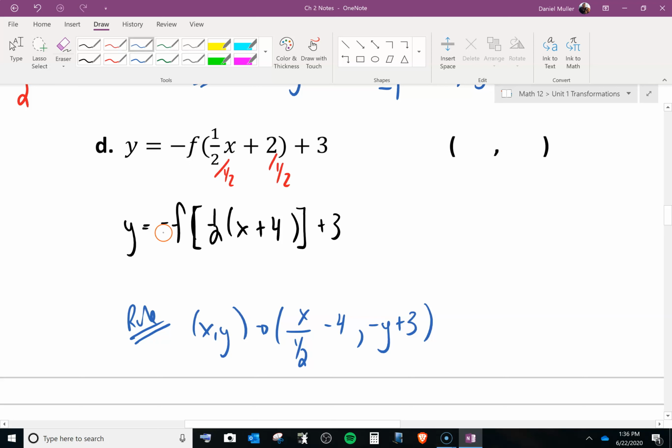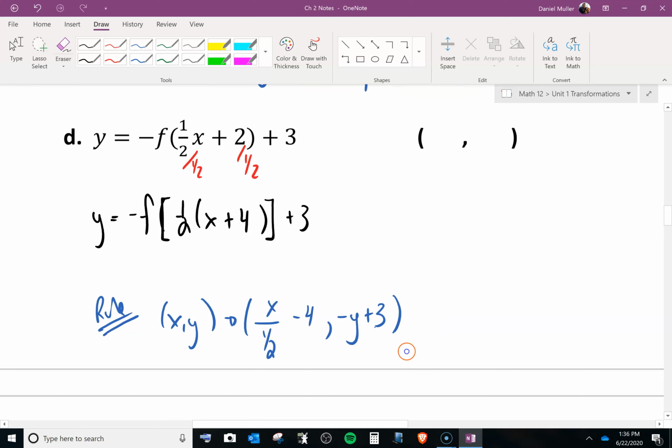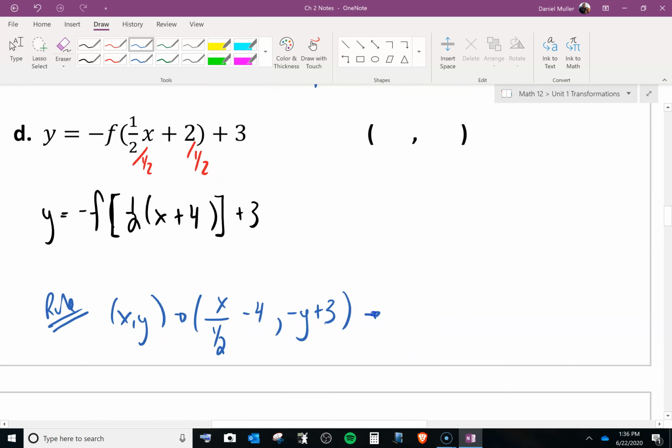So I did exactly what it said. Times by -1, check. Add 3, check. Now do the opposite. Times by a half, divide by a half, plus 4, minus 4. Now I don't actually like the looks of that, so x divided by a half is the same thing as 2x, and there's the minus 4, and the negative y plus 3. So dividing by a half is the same thing as timesing by 2.